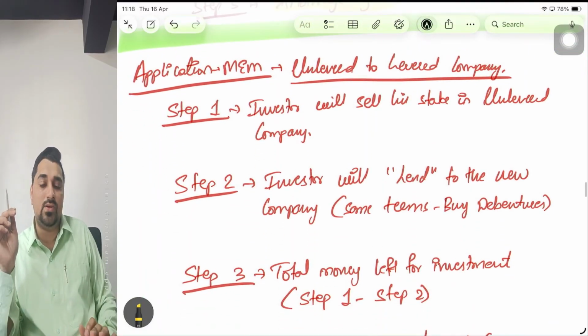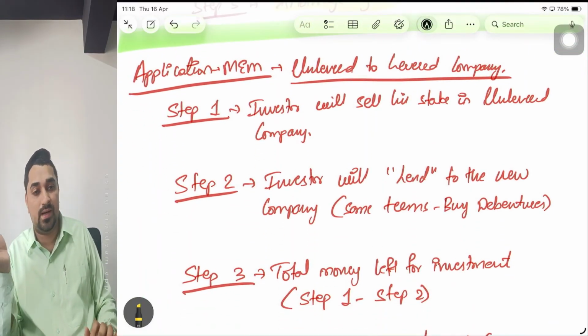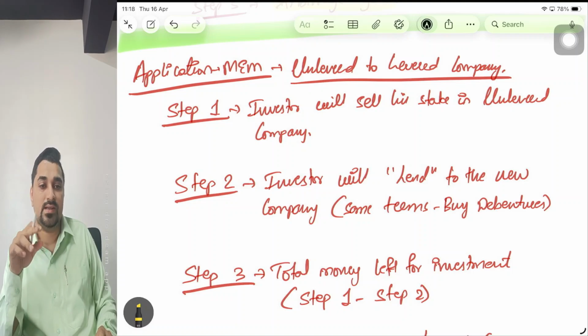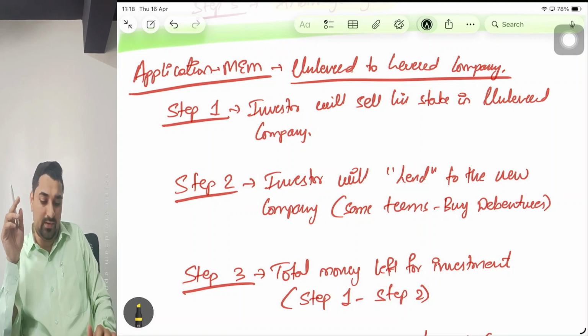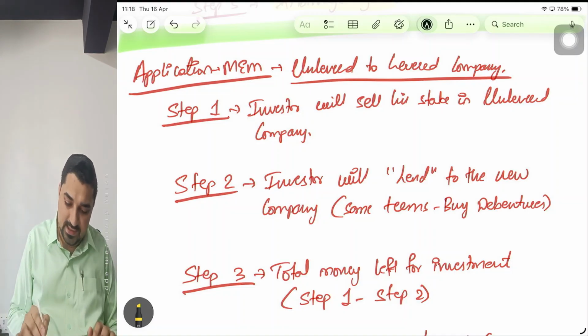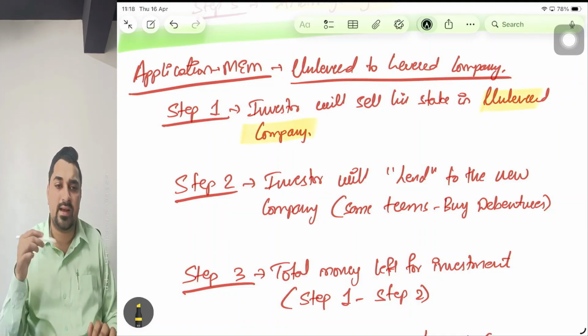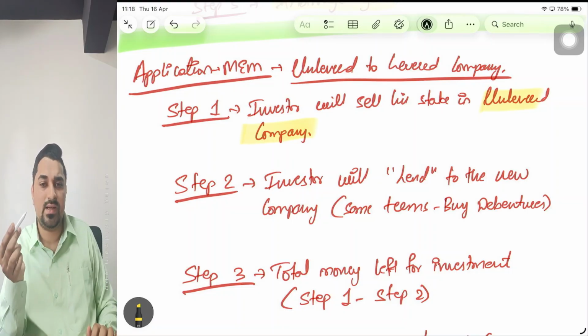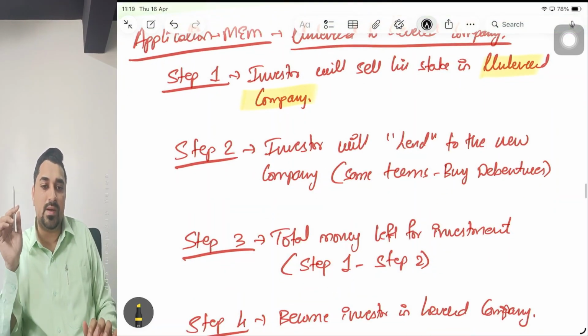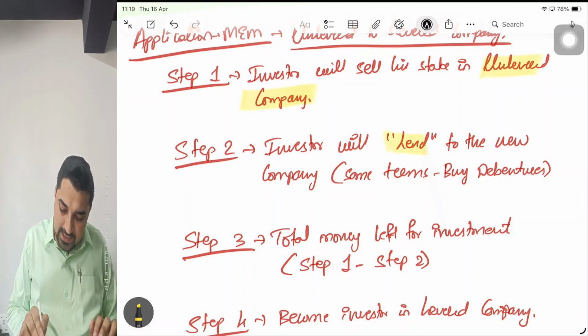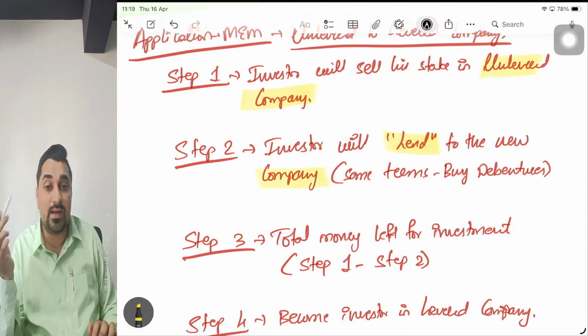Now, coming to an unlevered company to levered company. Again, M&M without tax, 1958 approach, moving from unlevered company to levered company. Again, step 1 will remain the same. I will sell the shares now in the unlevered company. Currently, my shareholding is in which company? It is in the unlevered company. Step number 1, I will sell those shares. Step number 2, what will I do? I will lend money to the new company.